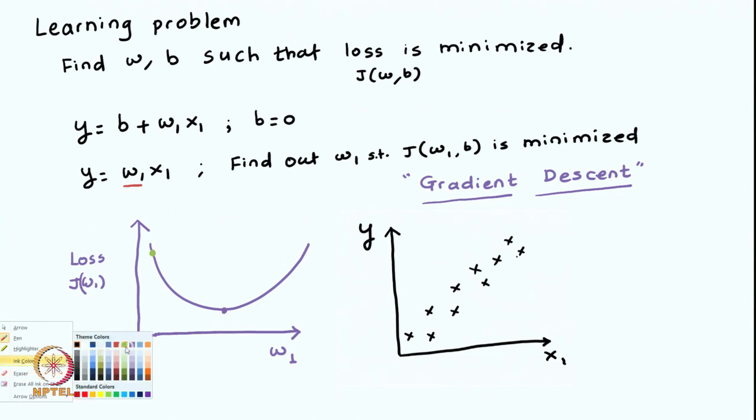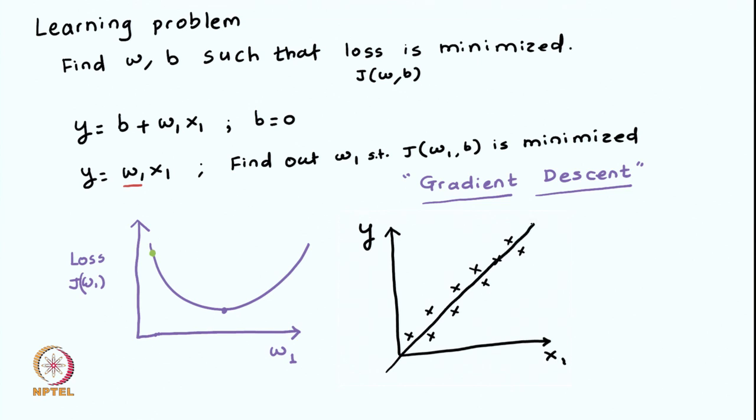Okay. And we have a model which is a line passing through the origin. Now what we do is, this is the difference between the predicted values and the actual values. And what we do is, we calculate the square of the difference and sum them up across all the points and get the loss corresponding to this particular model.